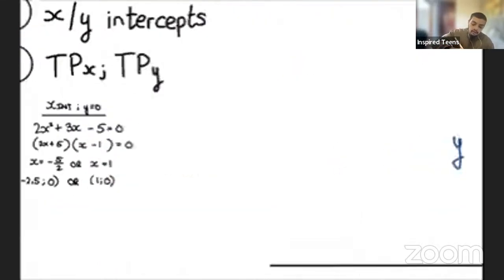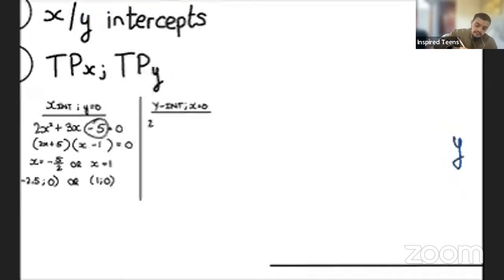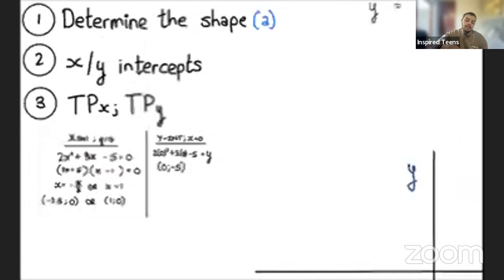Right. Then we need to get the y-intercept. For the y-intercept, we can make x equal to 0. So this is much simpler. Or you can even just get it from c, which is actually minus 5. I'm just going to draw it out because we already committed. 2 times 0 squared plus 3 times 0 minus 5 is equal to y. Therefore, the y-intercept is equal to negative 5. So the y-intercept coordinate is 0 and negative 5. Okay, so y-intercept and x-intercept done.